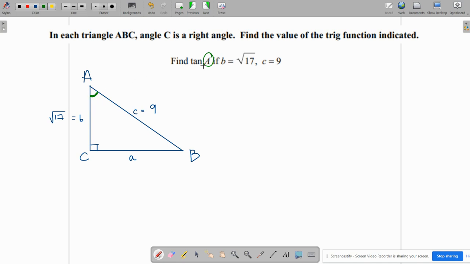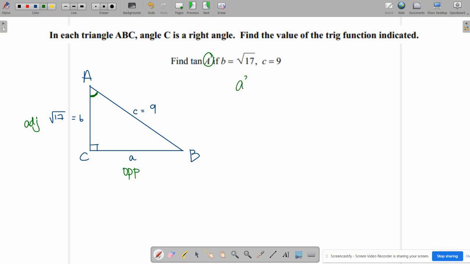So if we want the tangent of A, that means that tangent is opposite, so this side is the opposite, over adjacent, so this side is the adjacent side. So since we only have these two sides, we need to first figure out the value of this side, the length of side A, and then we can evaluate the tangent of A. So let's use Pythagorean theorem.